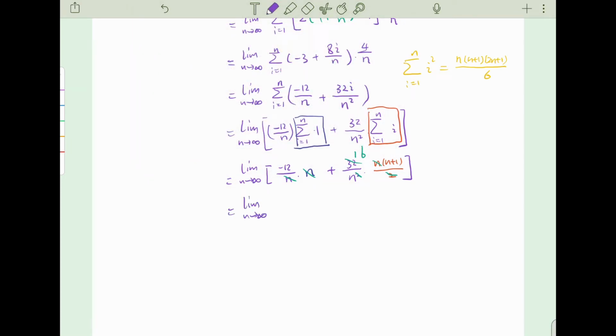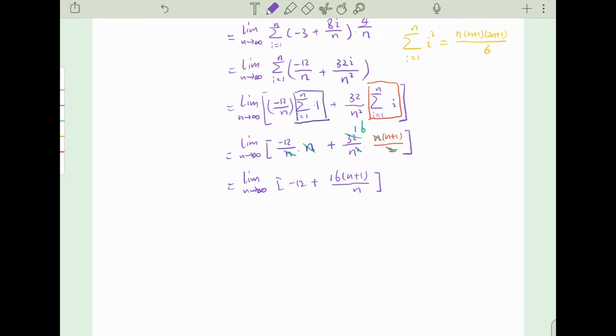I have this negative 12 plus 16 n plus 1 divided by n. Okay, and continue. I can open the bracket, or I don't actually need to.